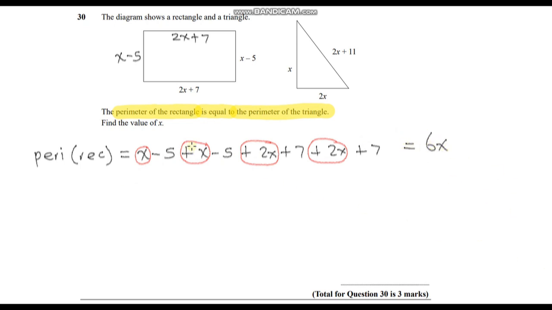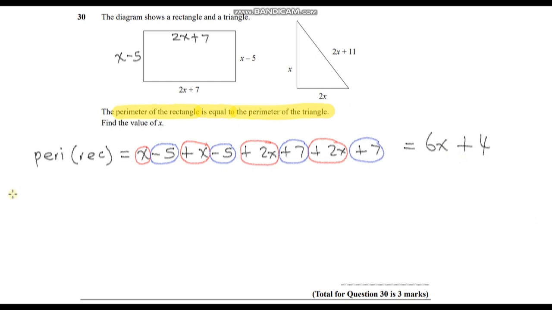Now if we add together all of our numbers, we've got minus 5 minus another 5. That's minus 10 plus 7. Well, I think we're now at minus 3. And then plus another 7. Now we're at positive 4. Or an easier way to think about it is 7 plus 7 is 14. 14 take away 5 is 9. Take away another 5, we're left with 4. So it is 6x plus 4.